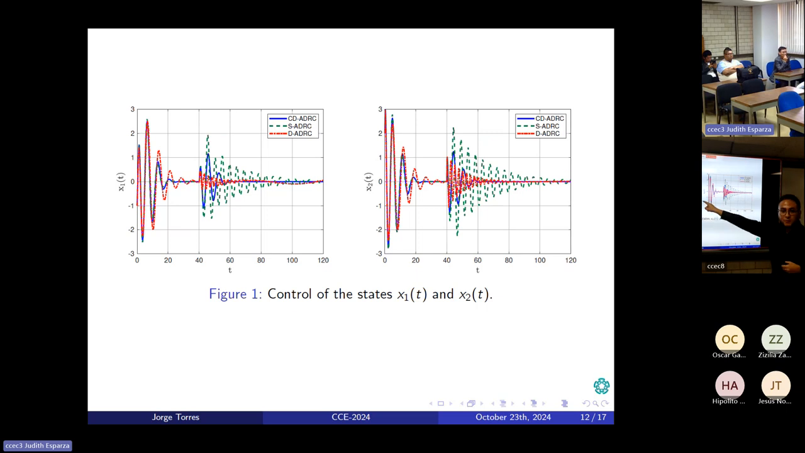It is because we discretize this model with respect to the discretization after this time. So one of the main advantages of the approach that we studied in this work is that I do not require discretizing the model.